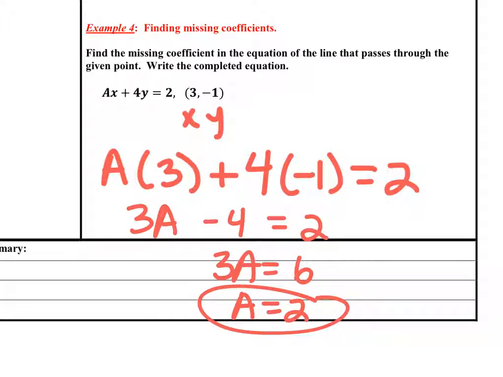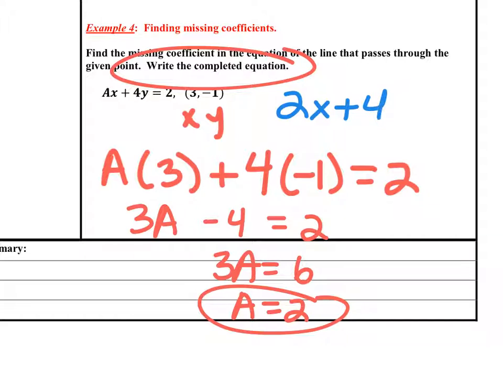Am I done? Nope. Read the question. It says write the completed equation. So it's 2x plus 4y is equal to 2. That is almost a y.